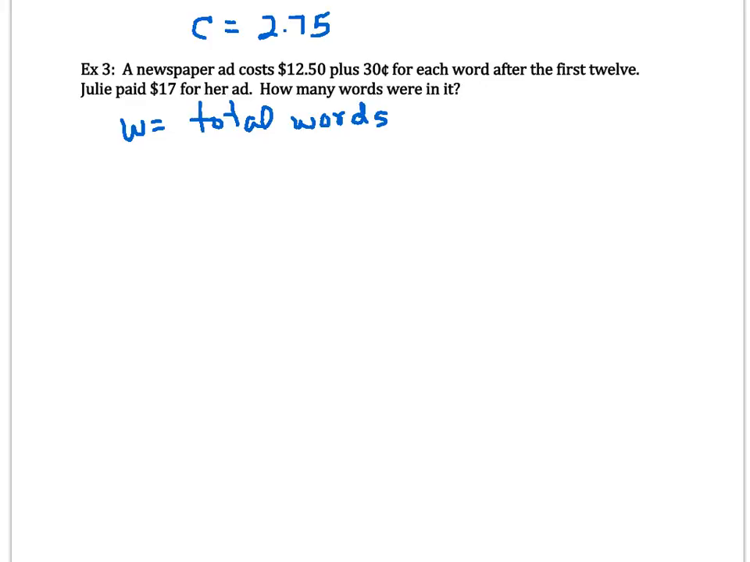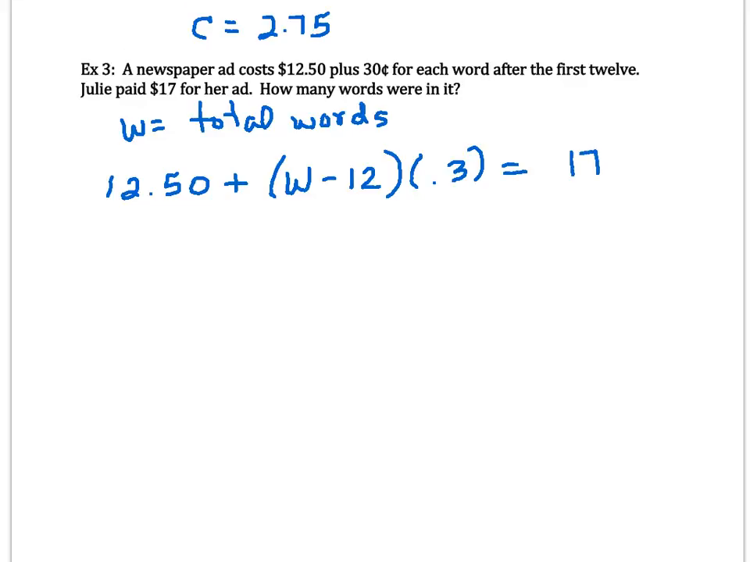Now when we set up our equation, we have this fixed cost of $12.50. We're going to add it to the cost per word after the first 12 words. Well, we're not paying for all of the words. We're paying for all of the words minus the first 12. And each one of those cost 30 cents. So I'm going to write it in decimal form. And all total, she paid $17 for her ad.